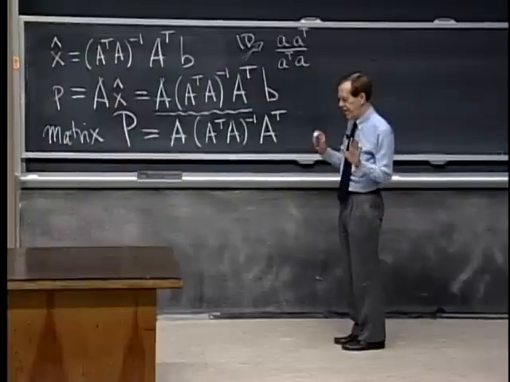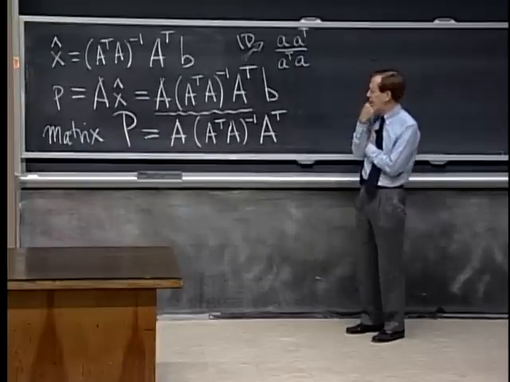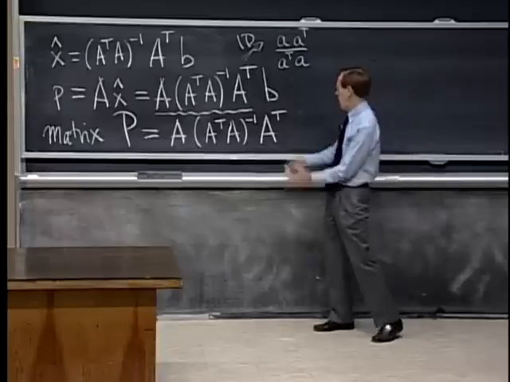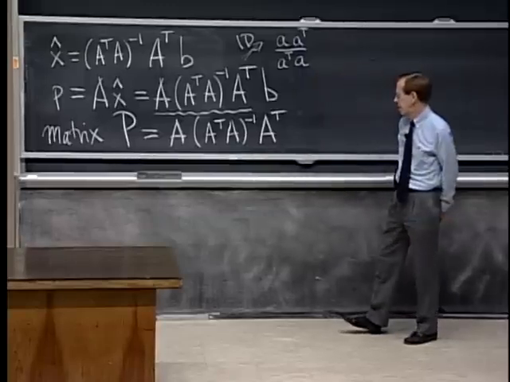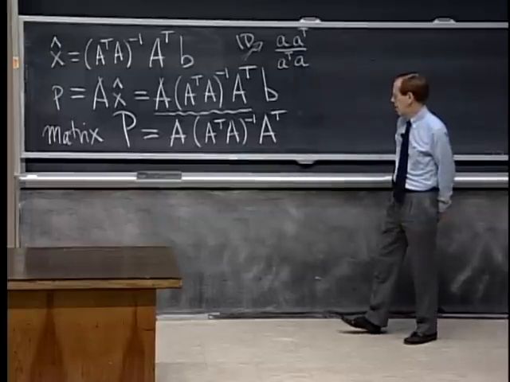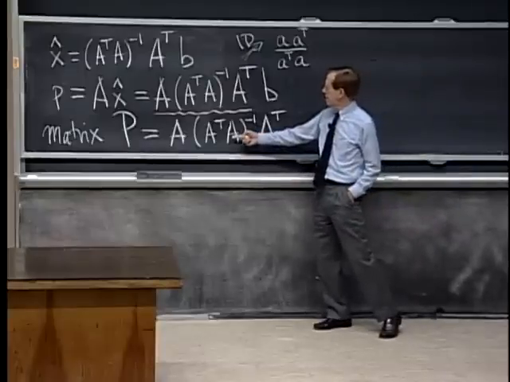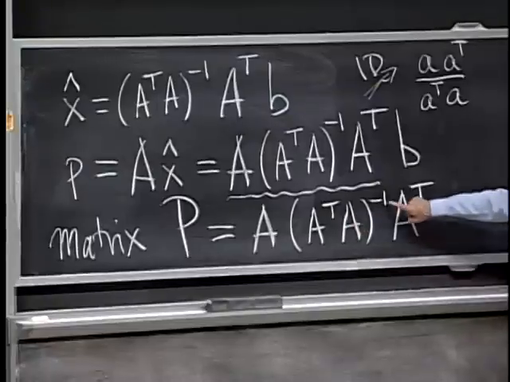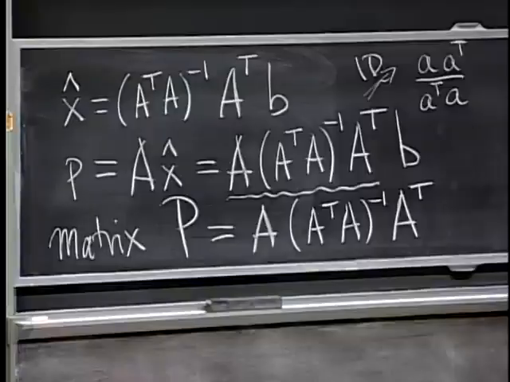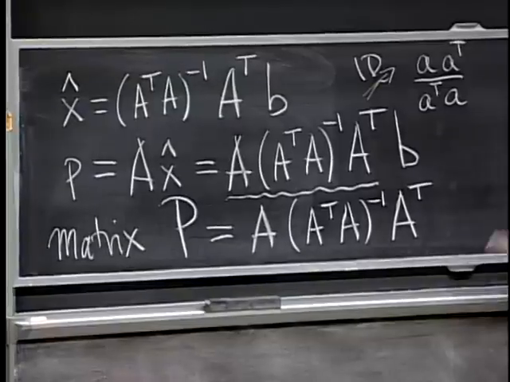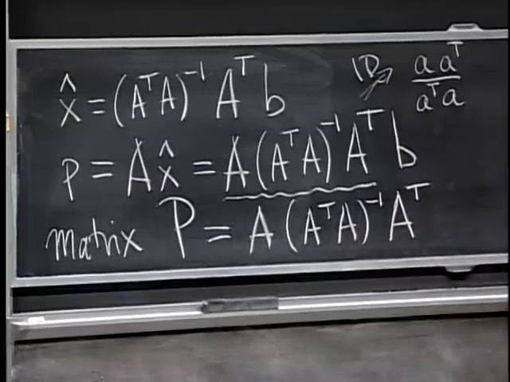Now, if you'll bear with me, I'll think about what have I done here? I've got this formula. The first thing that occurs to me is something bad. Here's a product of two matrices and I want its inverse. Why don't I just use the formula I know for the inverse of a product and say, okay, that's A inverse times A transpose inverse?